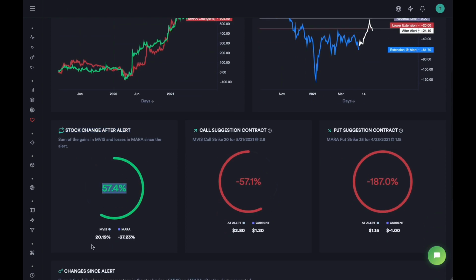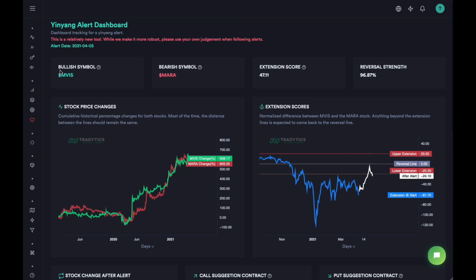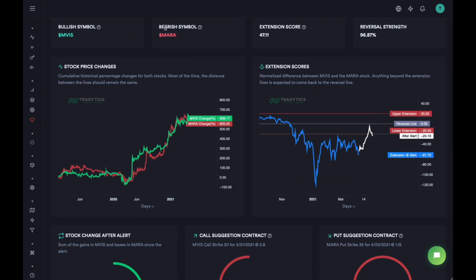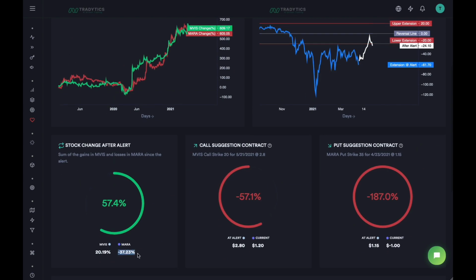So MVIS has changed. We were going to buy MVIS, and MVIS has changed 20%. Again, perfect. And we were going to sell, or short, Mara, and Mara is down minus 37%. So in total, our gains would be 57% in about 1 month. And these are stock gains.